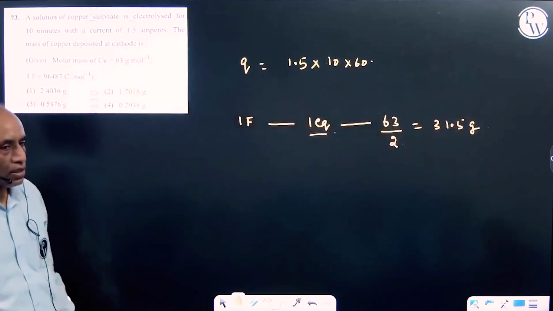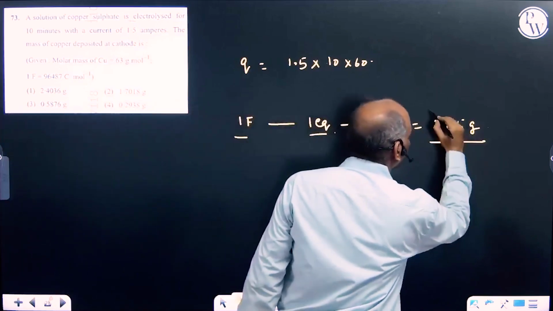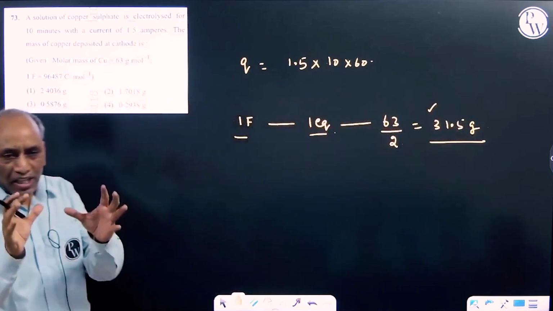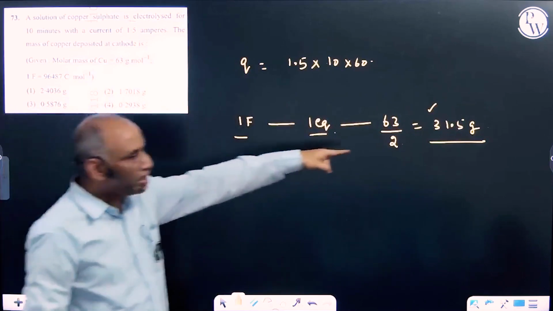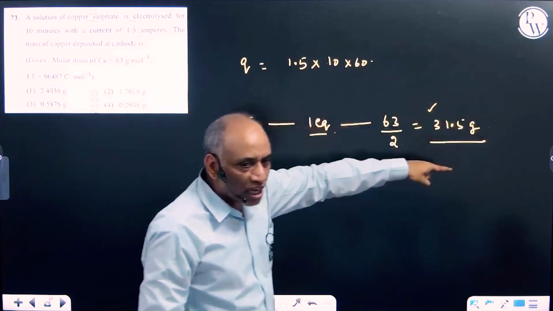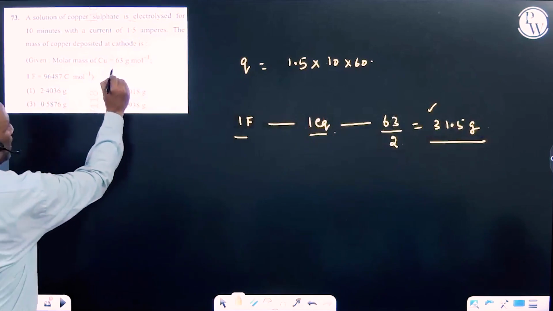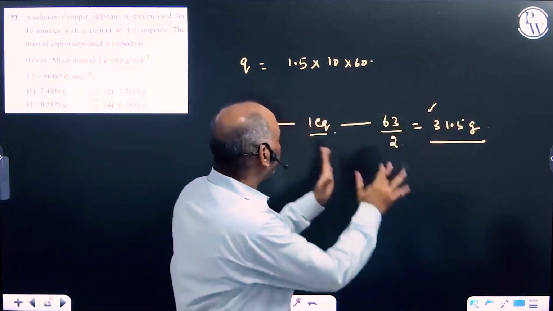So thereby, if you are having 1 Faraday, it will deposit 31.5 grams. Generally, the atomic weight of copper, we used to take it as 63.5. This we will remember as 31.75. Don't do your own calculations, because that fellow has mentioned it is 63 grams. So we should take it as 31.5 for 1 Faraday.